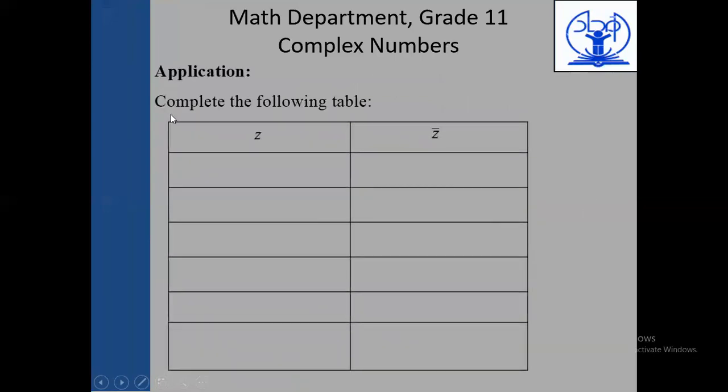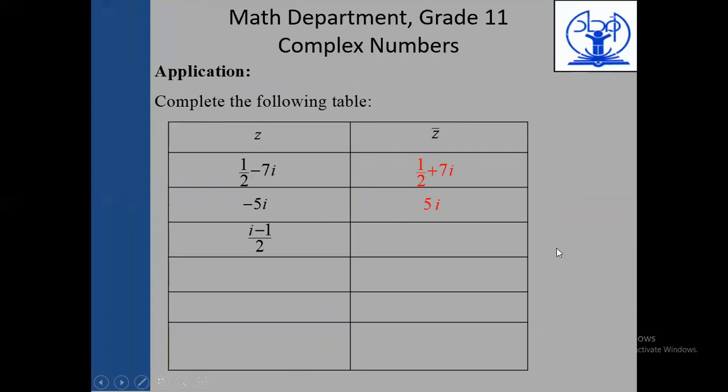Okay, let us complete this table. I will give you the complex number. You have to think of the complex number which is its conjugate. So if the complex number is half minus 7i, its conjugate is half plus 7i. If the complex number is minus 5i, its conjugate will be 5i.